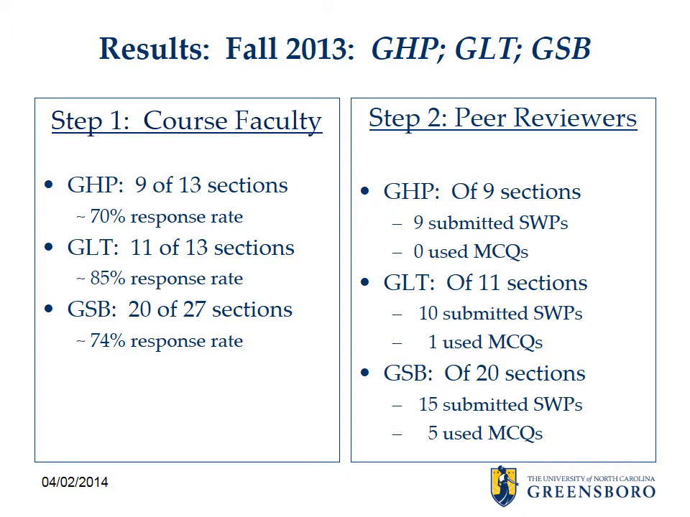In the sample, 13 GHP sections were selected. 9, or 70%, participated. All 9 submitted student work products. 13 GLT sections were selected. 11, or 85%, participated. 10 of these submitted student work products, and 1 used multiple choice questions to assess the GLT student learning outcomes. 27 GSB sections were selected. 20, or 74%, participated. 15 of these submitted student work products, and 5 used multiple choice questions to assess the GSB student learning outcomes.